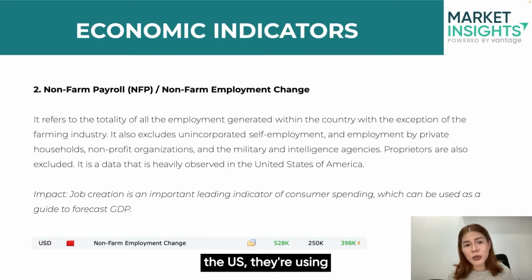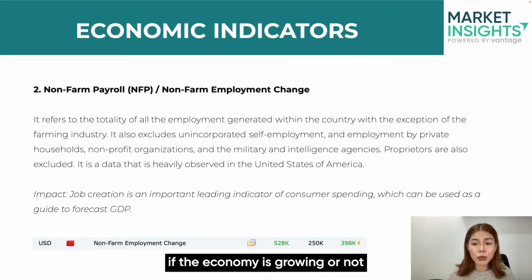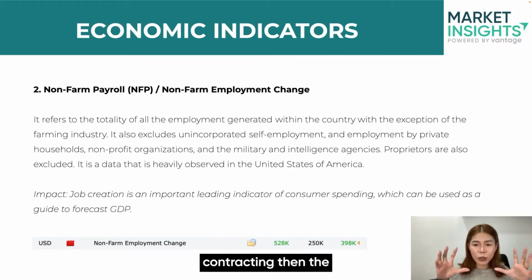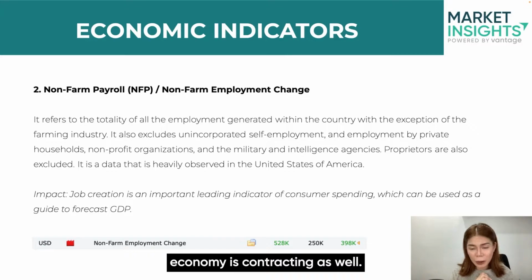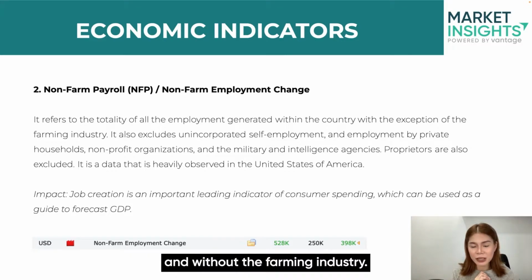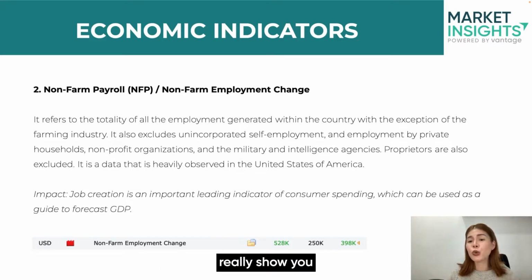In the US, they are using NFP to determine if the economy is growing or not. If the country is generating more employment, that means that they are growing. If employment generated is contracting, then the economy is contracting as well. But this is true to all countries. Whether we are in a recession or whether the economy is seeing growth, there would always be jobs within the farming industry. We all need to eat. That's the bottom line. No one can survive without food and without the farming industry. Therefore, it does not really show you an indication of growth.